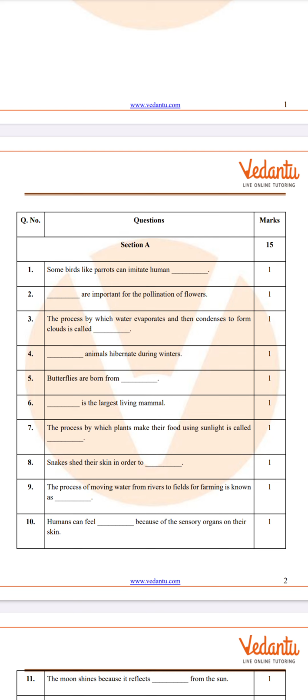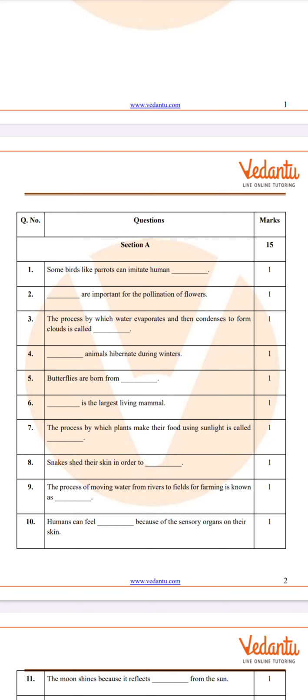Some birds like parrots can imitate human speech. That's the right answer. And bees are important for pollination of flowers. The process by which water evaporates and then condenses to form clouds is called water cycle. Cold-blooded animals hibernate during winters. Butterflies are born from eggs. Blue whale is the largest living mammal.